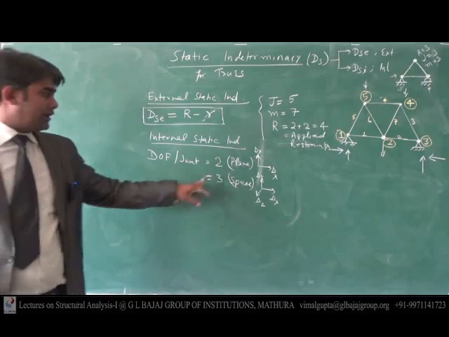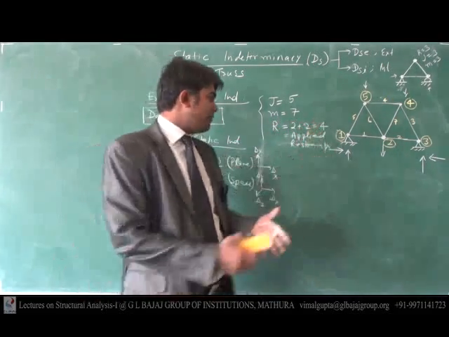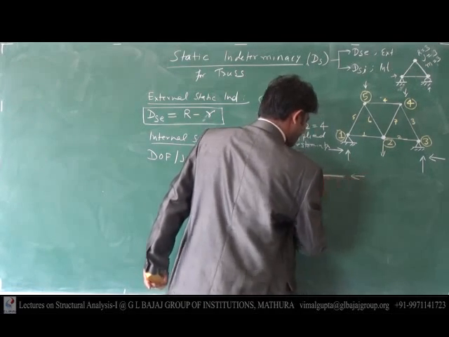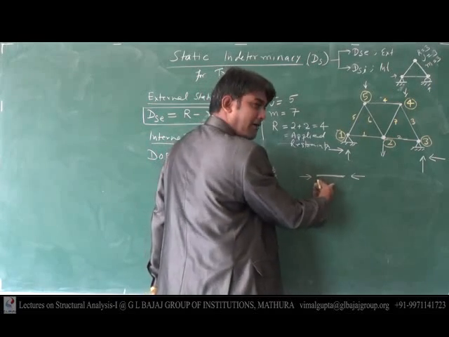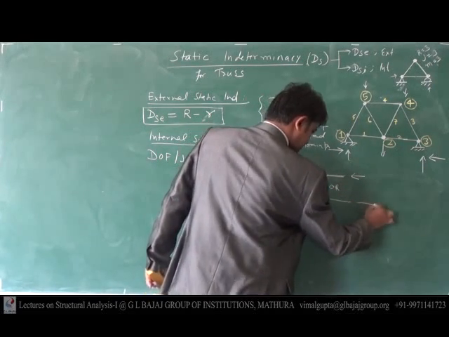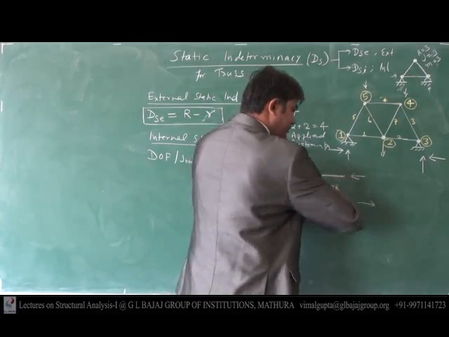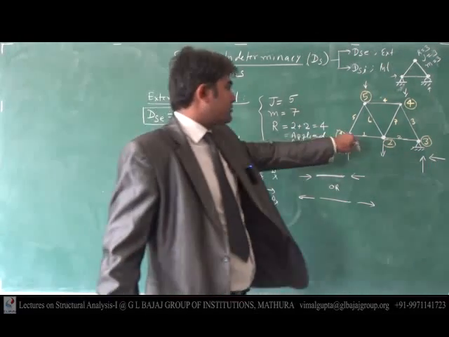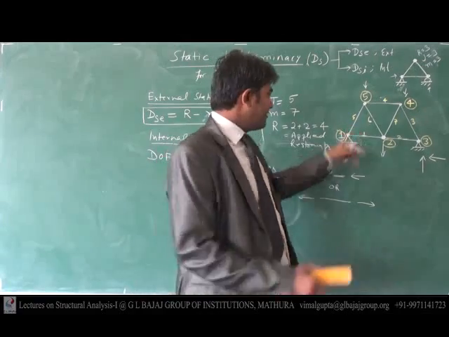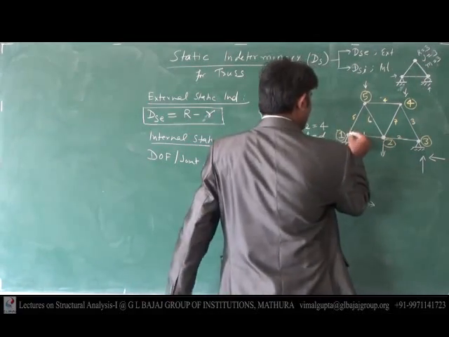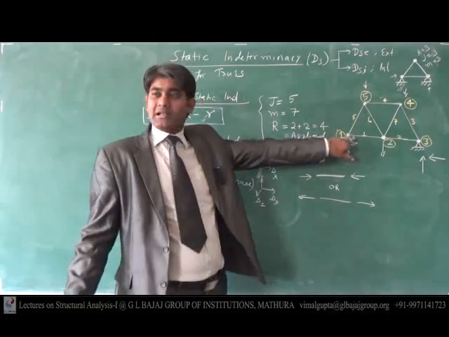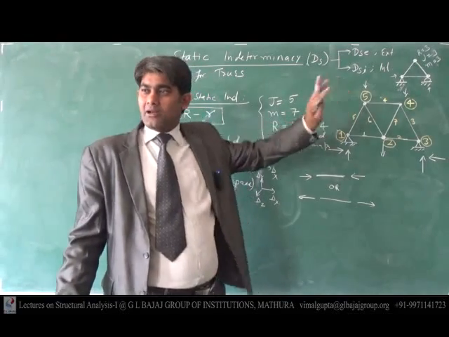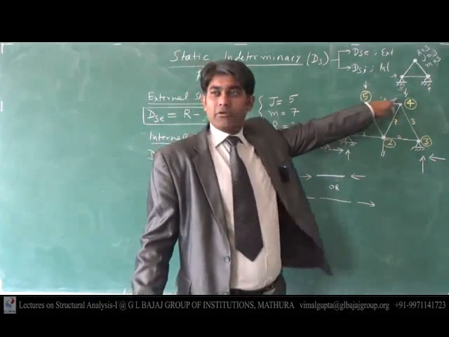In space, in plane, since a member can have either this type of force or this type of force, it is compression, it is tensile. Therefore, any joint can have only two possibilities. Either joint number 1 can move in horizontal direction or vertical direction. Joint 5 can move in horizontal and vertical direction.